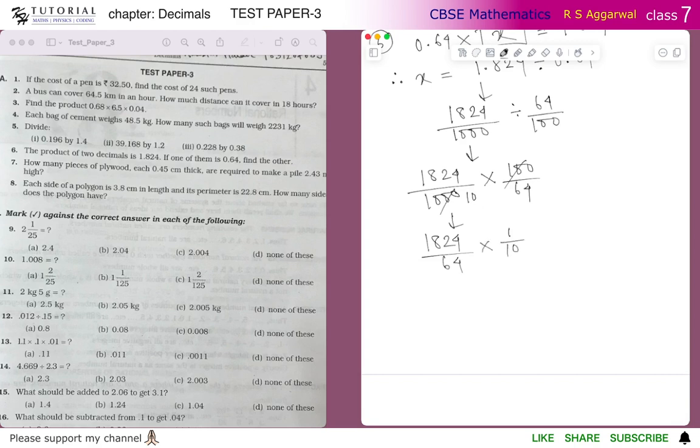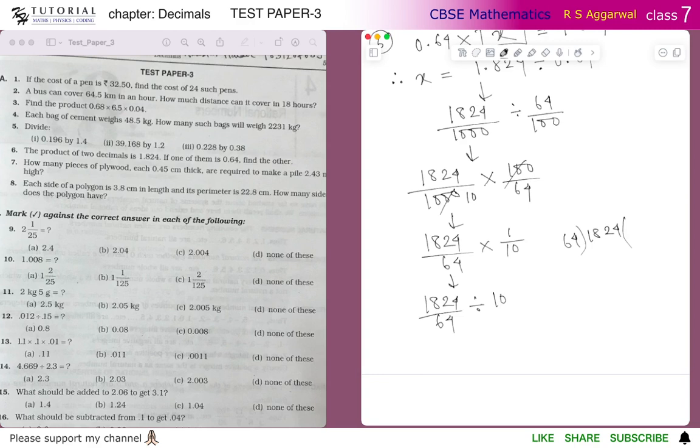So this is again 1824 by 64 divided by 10. Now we have to divide 1824 by 64 and convert this fraction to a decimal number.